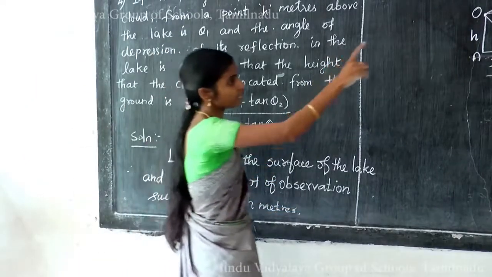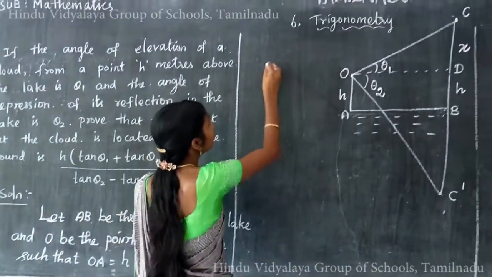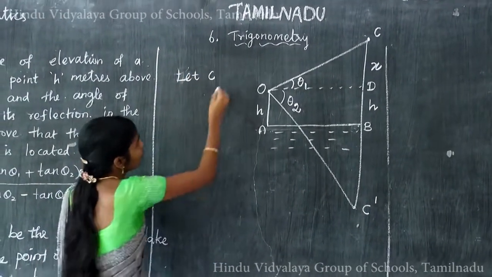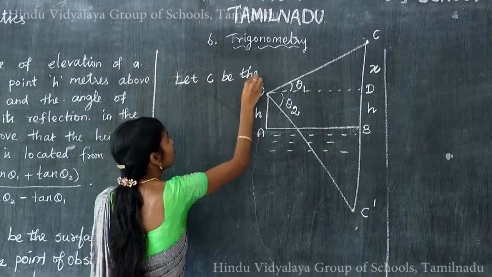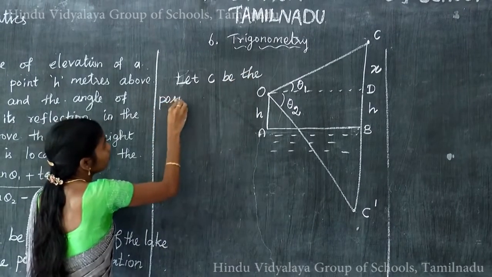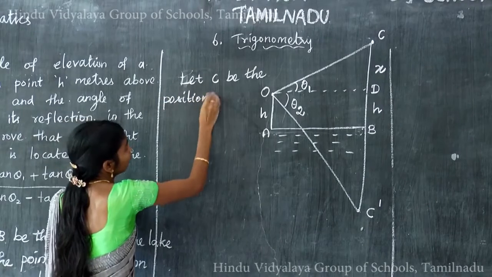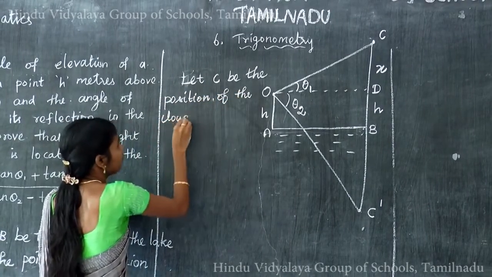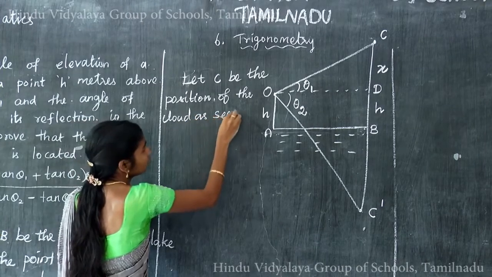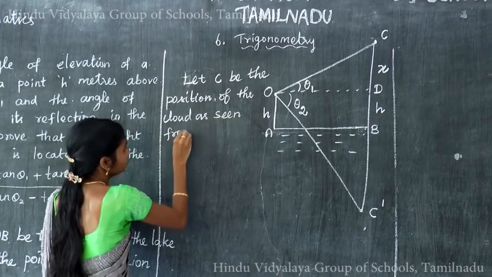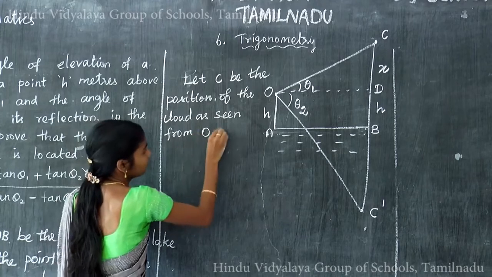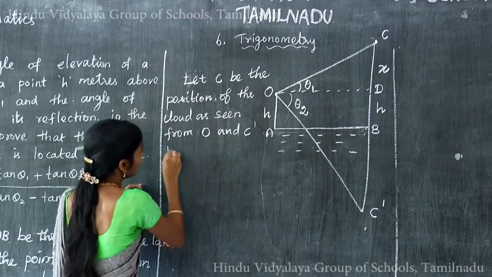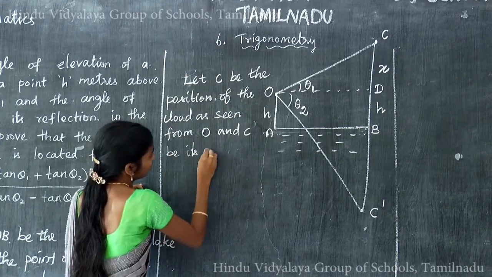Then C and C dash. What is C? Yes, this is the position of the cloud. So C be the position of the cloud as seen from O. And what is C dash? Yes, C dash is the reflection. Be its reflection in the lake.